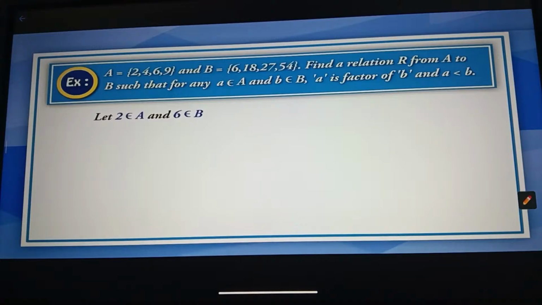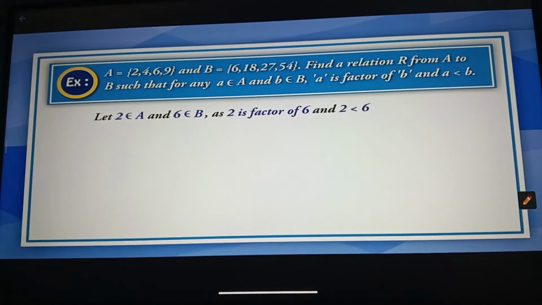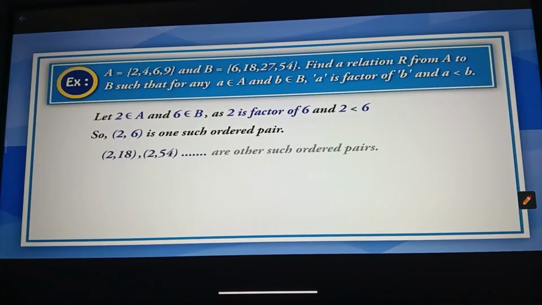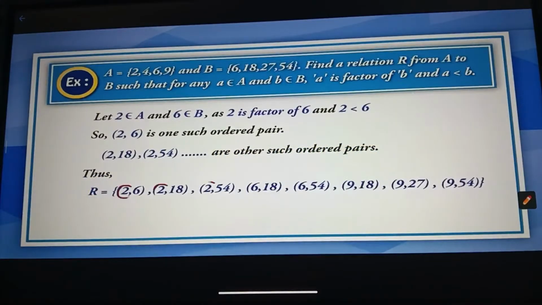Let 2 and 6 be any arbitrary elements of set A and B respectively. Now, 2 is a factor of 6 and also 2 is less than 6. So, (2, 6) is one such ordered pair that satisfies relation R. Likewise, other such ordered pairs can be obtained. Thus, the set of all the ordered pairs so formed is the relation R, which is as shown.